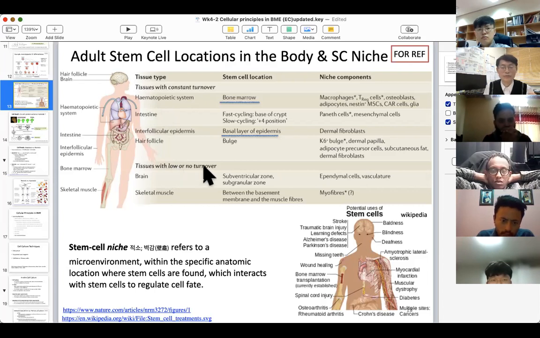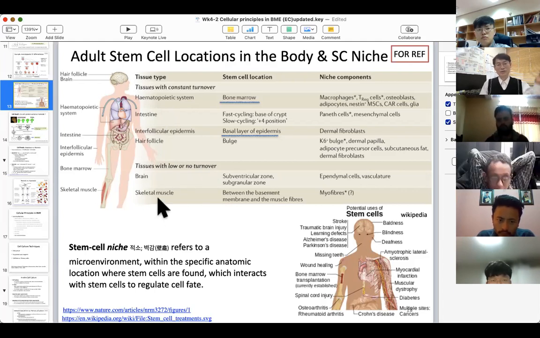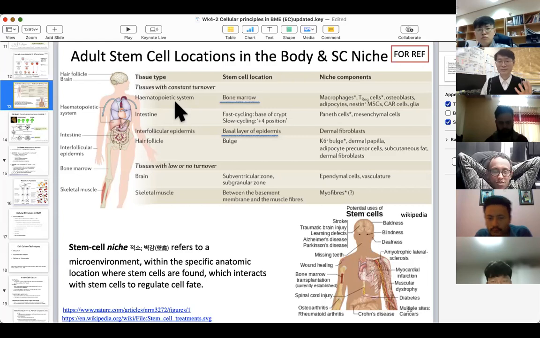Then there is tissue with a low turnover. So there are some cells which don't seem to divide much. They are brain cells and our skeletal muscle. So our interest is in this constant turnover, the hematopoietic system. Where are our blood cells made? That's in the bone marrow.